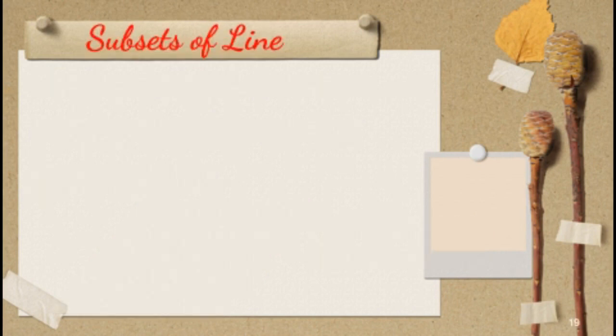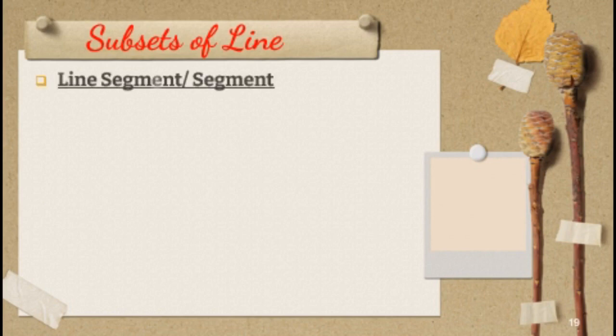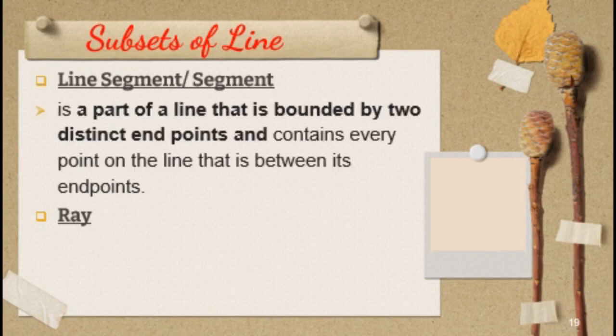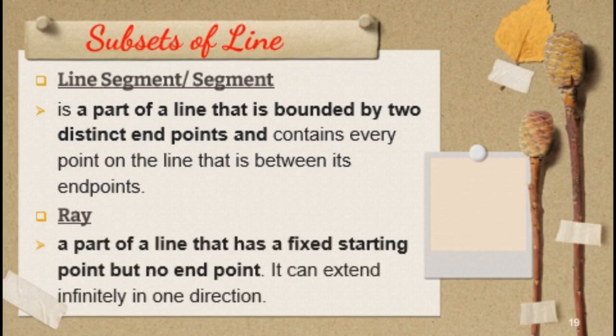Next, subsets of line. We have line segment or segment and ray. So what do we mean by line segment? It's a part of a line that is bounded by two distinct endpoints and contains every point on the line that is between its endpoints. How about ray? A part of a line that has a fixed starting point but no endpoint. It can extend infinitely in one direction.